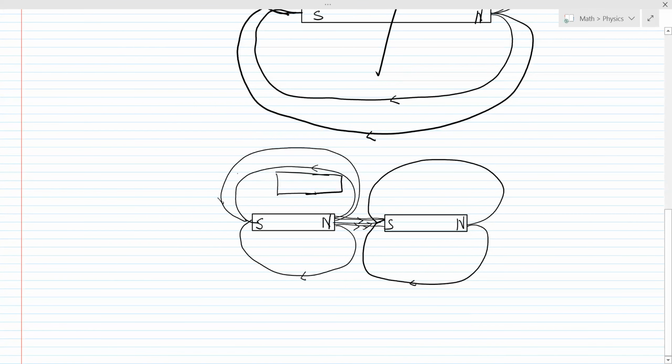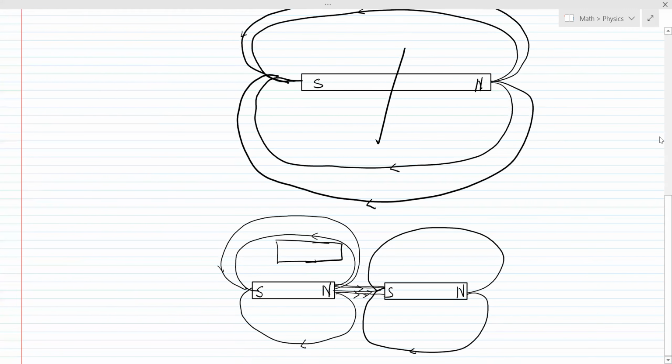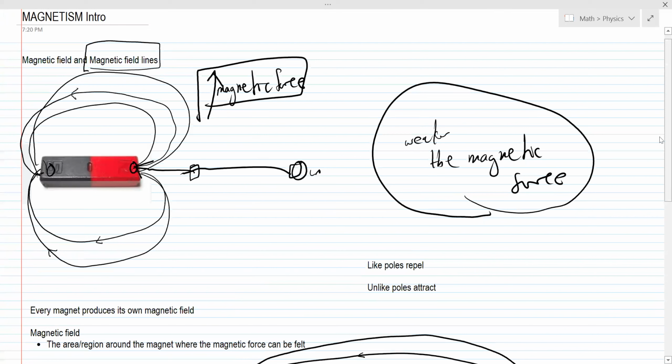So that's just the idea of the magnetic field and the magnetic field lines. I'll explain more when we talk about the strength of the magnetic field, the flux and all that. But this is just an introduction to what the magnetic field is and how to draw it. It is always from north to south.